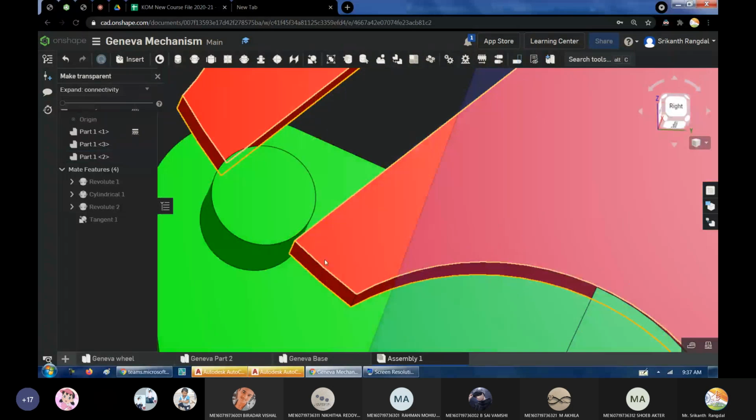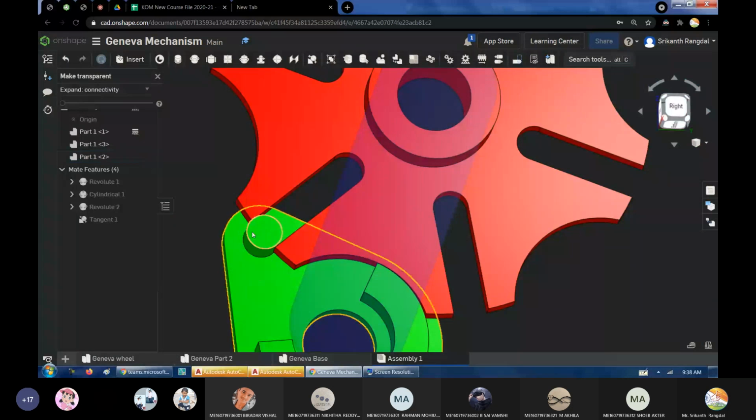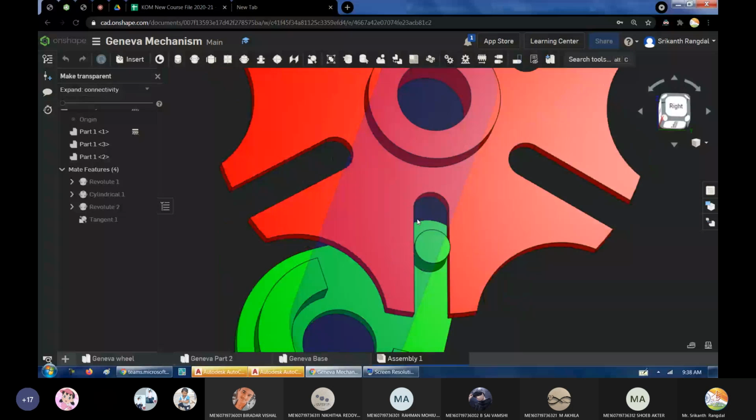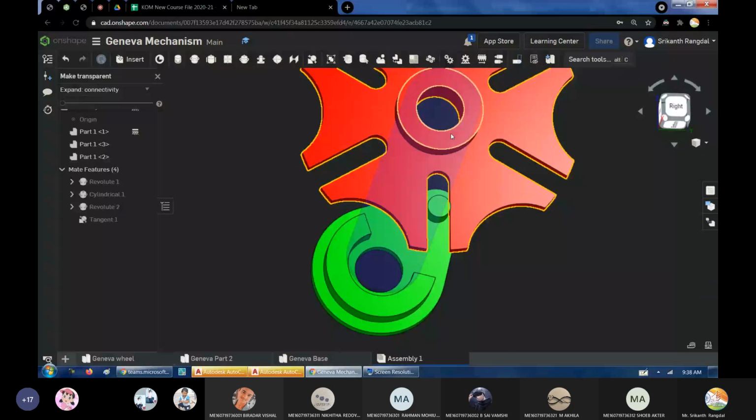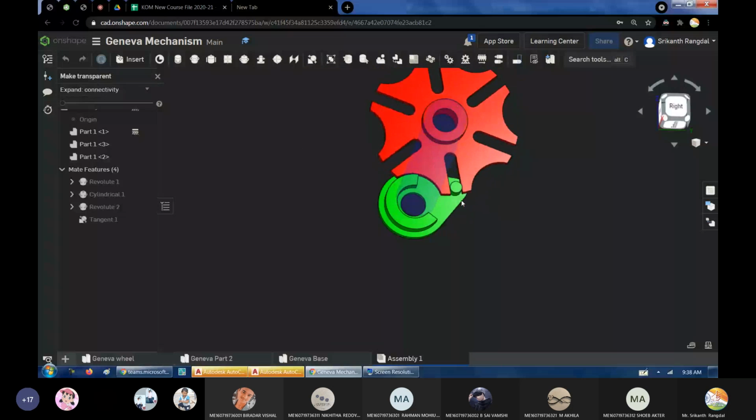As soon as this pin gets inside the groove, what will happen? It will rotate the red link, and along with the red link, the table to which it is coupled will also rotate by a fixed angle. So now can you tell me how much angle the red link is rotating?